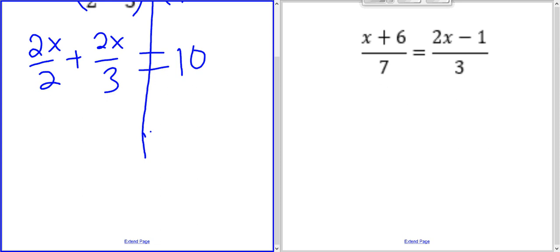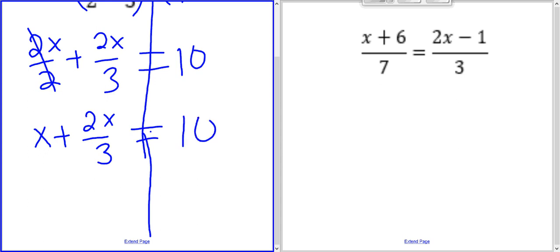We can simplify this a little bit as we go. We know 2 divided by 2 is 1, so those cancel. So I get x plus 2x over 3, since 2 divided by 3 does not cancel, and that equals 10. Now I'm still left with a denominator. I have the denominator of 3, so we'll multiply both sides by 3.